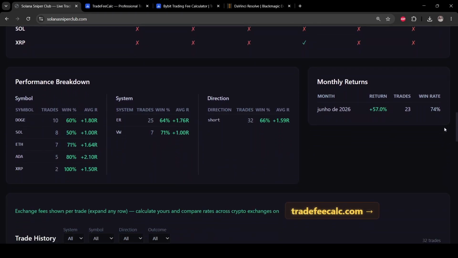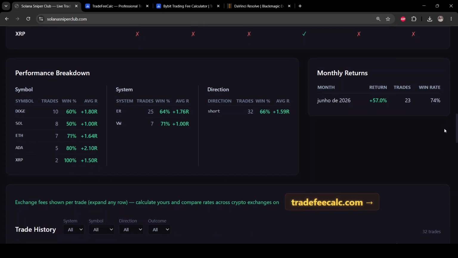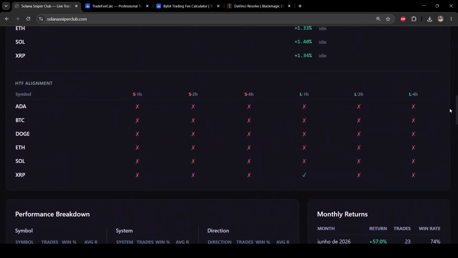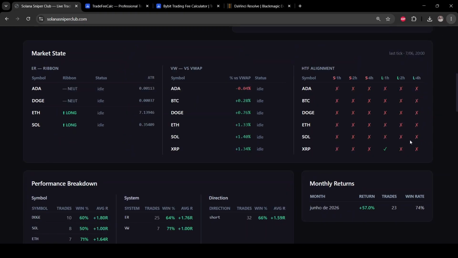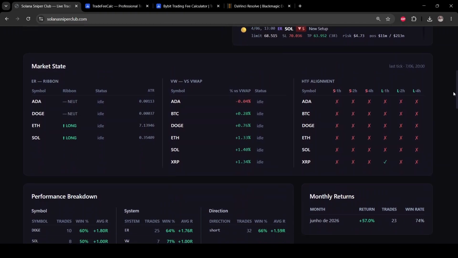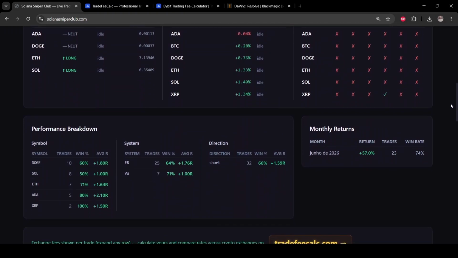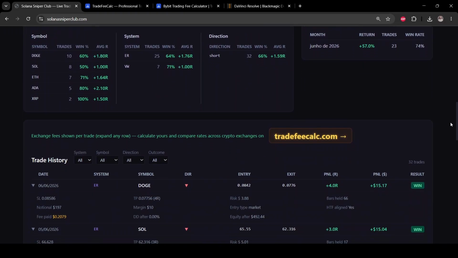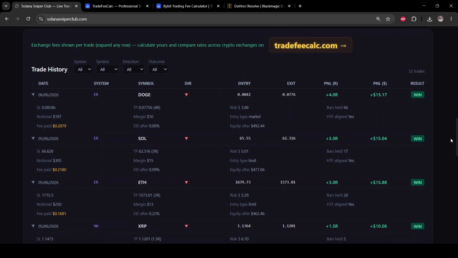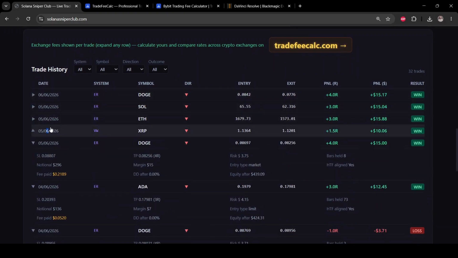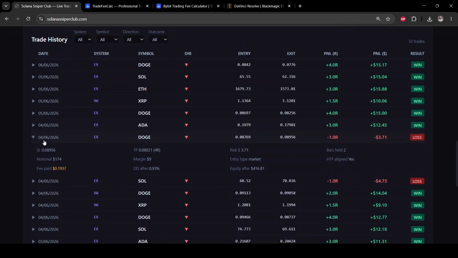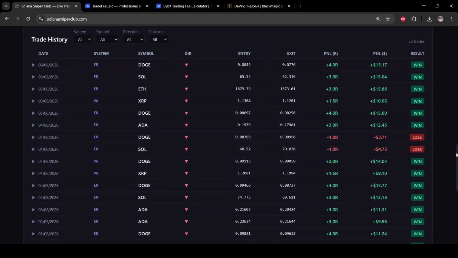Okay, so the bot runs two independent systems simultaneously. The first is the EMA Ribbon system. It trades Ethereum, Solana, Cardano, and Doge on the 15-minute chart, looking for stacked EMAs with higher time frame alignment. The take profits of the ER system are from 3 to 4 R, so 1 to 3 and 1 to 4 ratio.